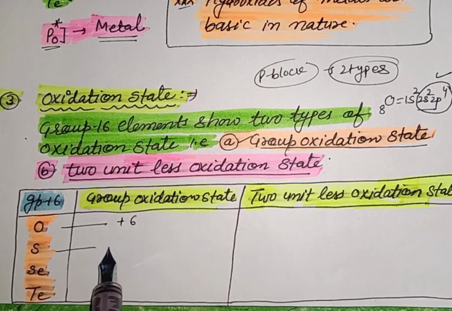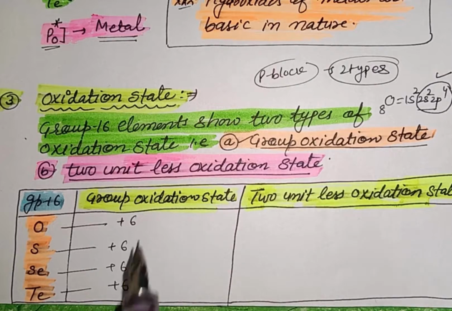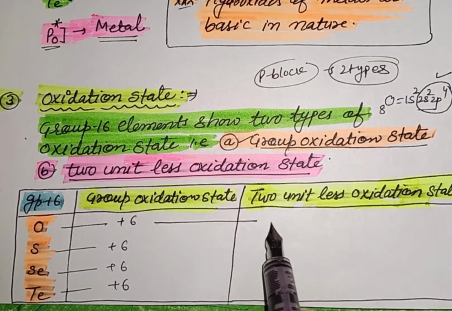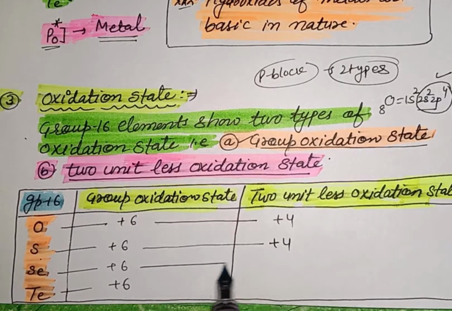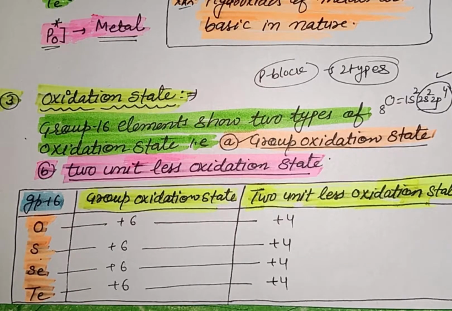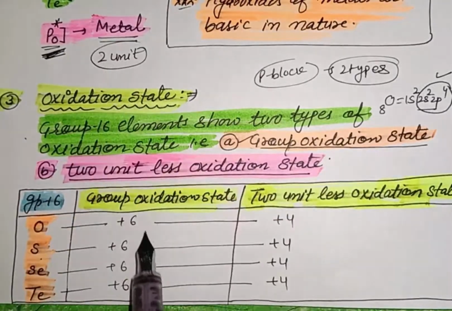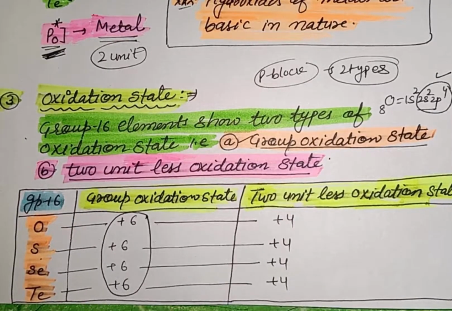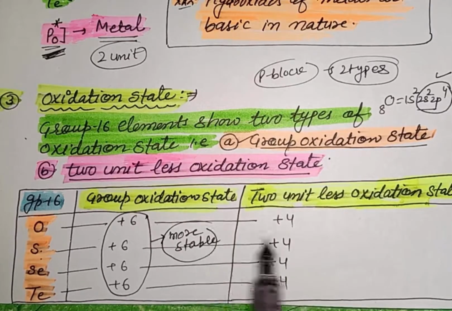In case of sulfur, selenium, tellurium, the group oxidation state is plus 6, and the 2 unit less oxidation state is plus 4. The 2 unit less oxidation state of sulfur is plus 4, of selenium also plus 4, and finally tellurium also plus 4. We exclude polonium because it is radioactive. The last element is polonium, we know very well, and in the last element the 2 unit less oxidation state is more stable. Except for this, the group oxidation state is more stable. So in case of sulfur, selenium and tellurium, the group oxidation state is more stable as compared to the 2 unit less oxidation state.